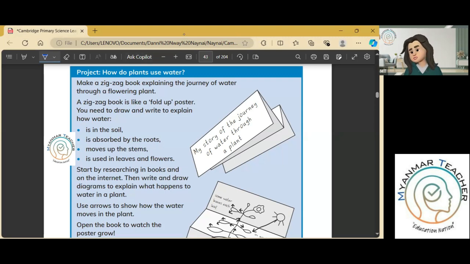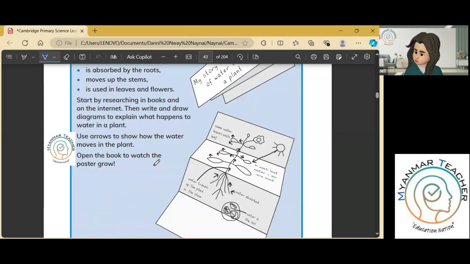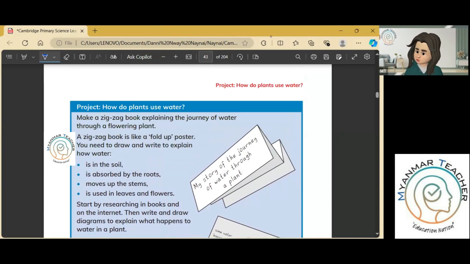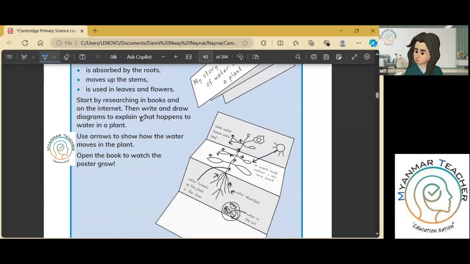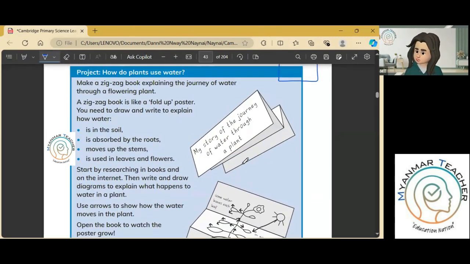So basically a zigzag book means you have to fold it. You have to fold it like this. So here's a piece of paper. You must fold it once and then the other way and then fold it into, I think there's 4 here. Yeah, there's 4. That's what they mean by a zigzag book. A zigzag book is like a fold-up poster.